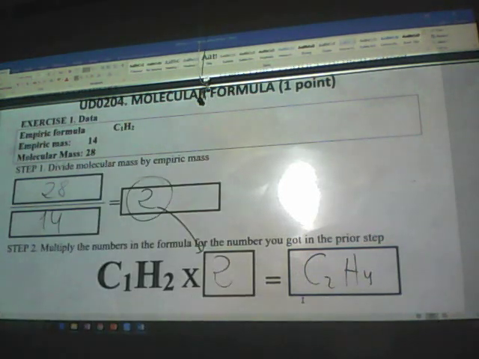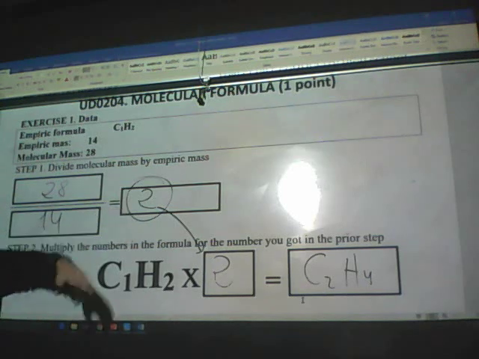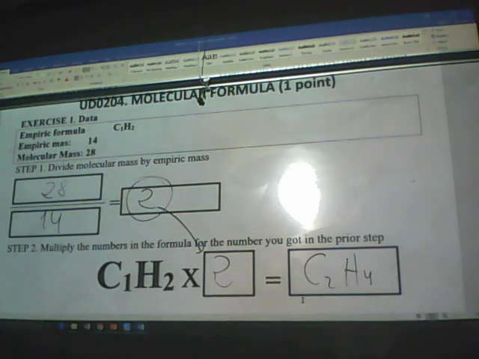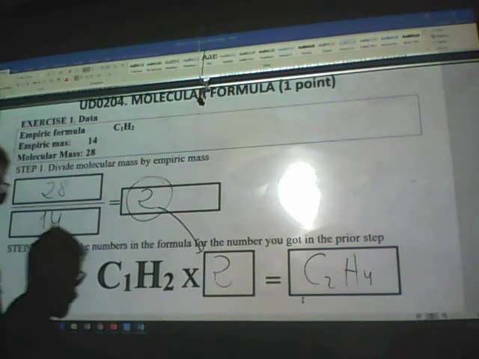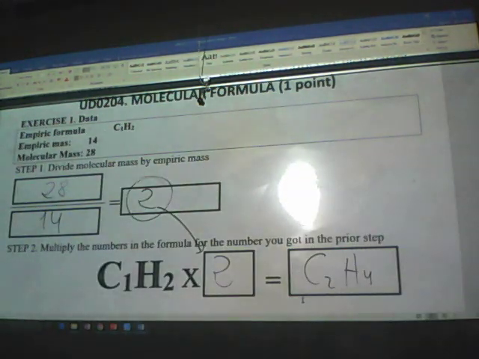Okay? The molecular formula is always the empirical formula by a whole number. Okay? Here you have this division. They have to give you this. If they don't give you this, you cannot do it. And you divide the bigger number by the smallest number and you get a ratio. This ratio is the relationship between the molecular formula and the empirical formula. Okay? Easy.